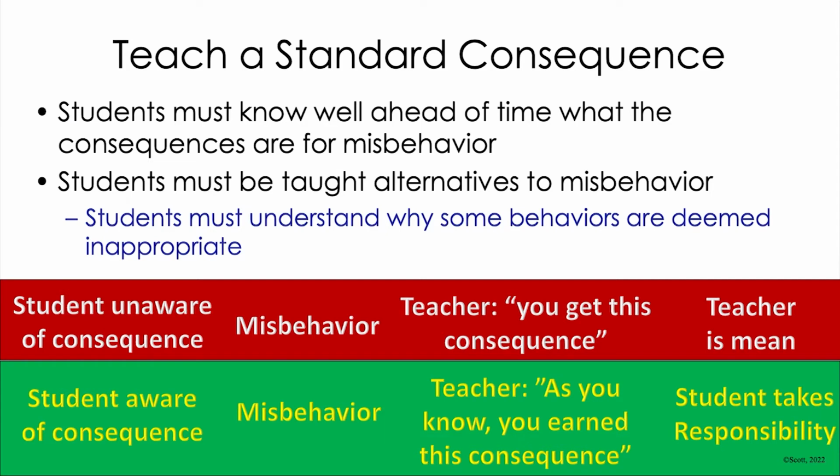First, if you really want kids to take responsibility for their own behavior, you need to teach them what the consequence is before it happens. If I don't teach the consequence, I'm the bad guy. So I come over here and I say, hey, you don't have your book. No recess for you today. She's like, that jerk just took my recess away. Because I didn't teach it ahead of time.